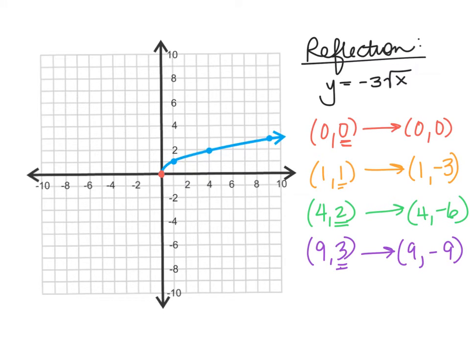So let's see exactly what that looks like, because we know negative should reflect or flip the image down, and the 3 should stretch it so that it seems like it's taller or wider. All right, so my first one's going to stay at 0, 0. My next one's going to be at 1, negative 3. My green point is going to be at 4, negative 6. And my last point here in purple is going to be at 9, negative 9.